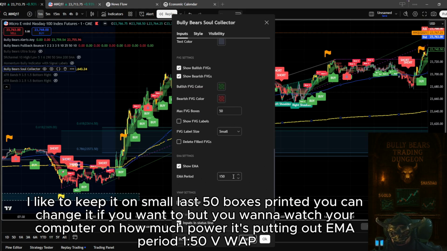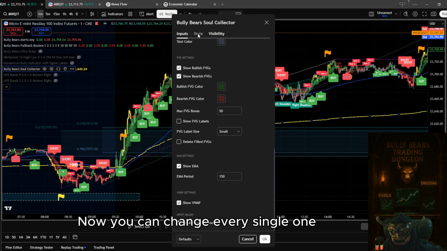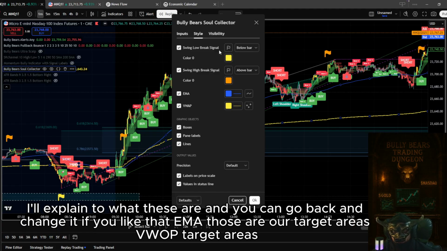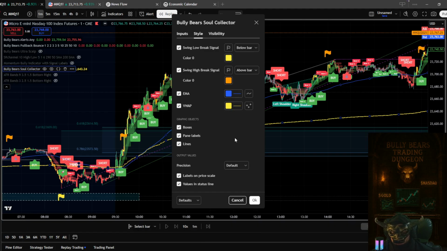EMA period 150 and VWAP. Now you can change every single one. I like to have my flags orange and yellow. You can change it to any color you want, whatever pops out at you. I'll explain what these are, and you can go back and change it if you like. EMA, those are our target areas. VWAP, target areas.